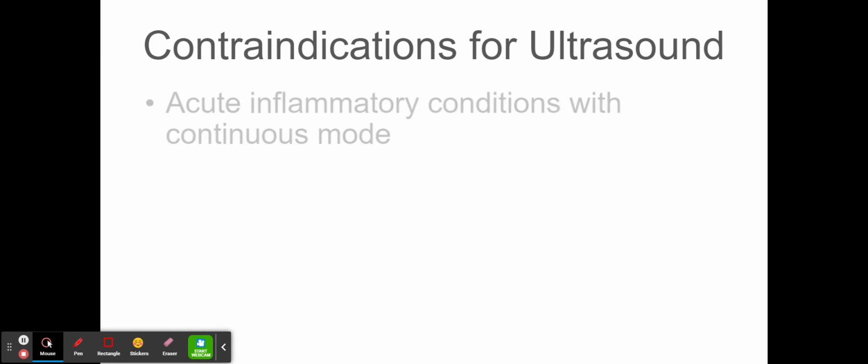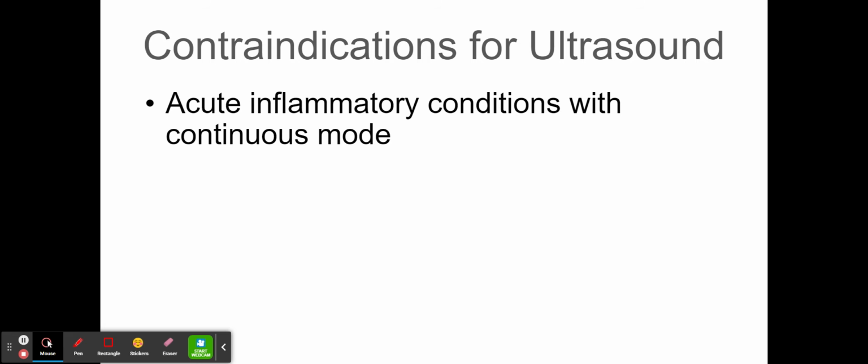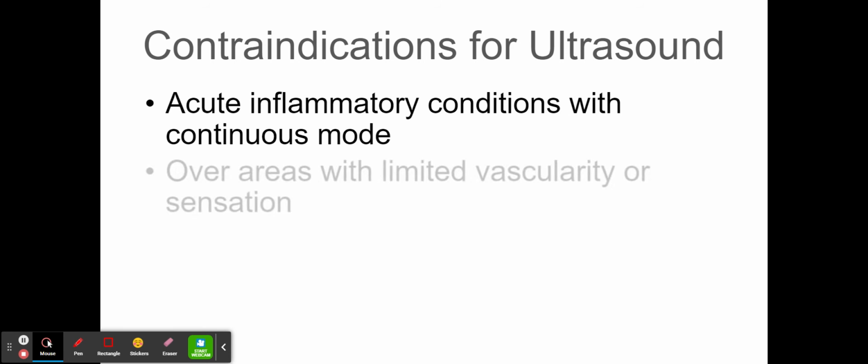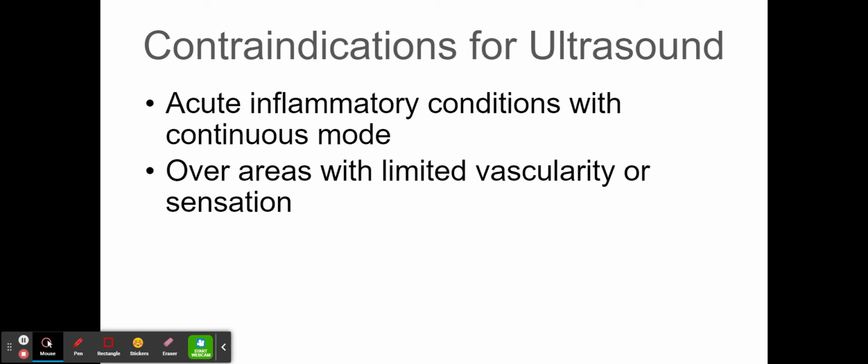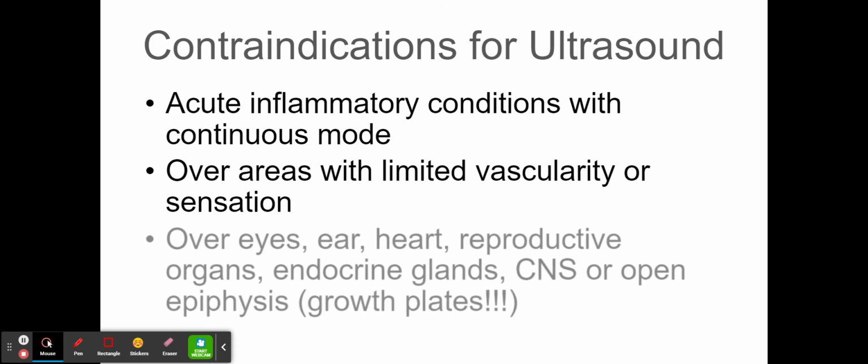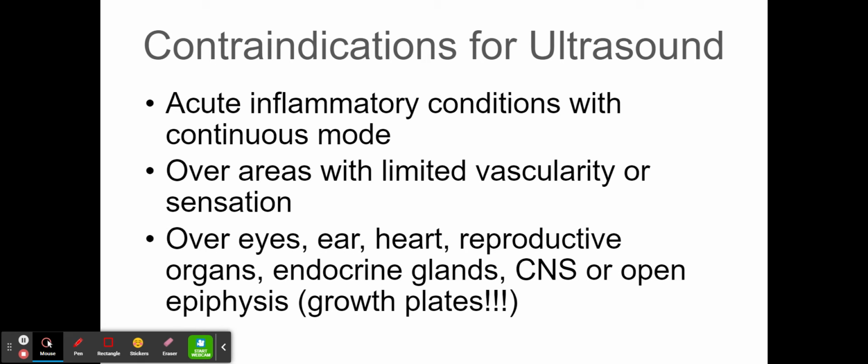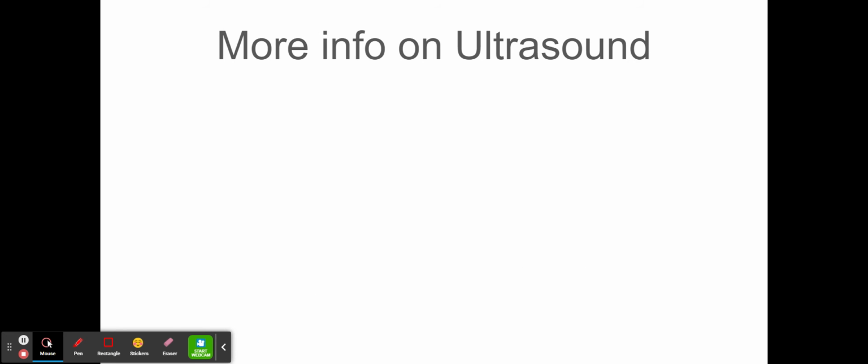Okay, when we don't want to use ultrasound is if we have inflammatory conditions. If we add heat to it, remember it's going to make it worse. Also areas of limited vascularity or sensation, where you don't get a lot of blood flow. Never go over eyes, ears, heart, reproductive organs, endocrine glands, central nervous system, or growth plates. So stay clear of those.